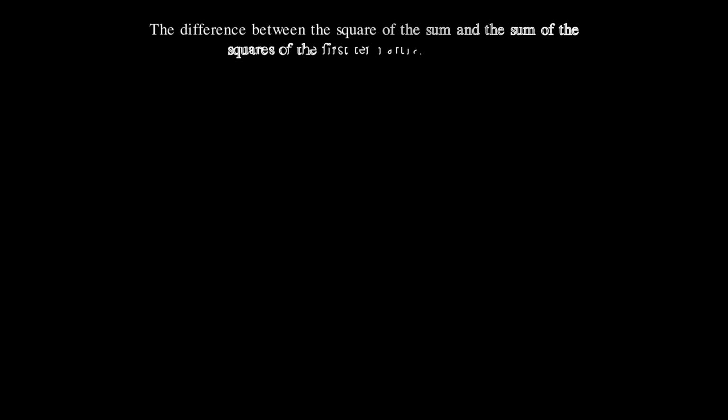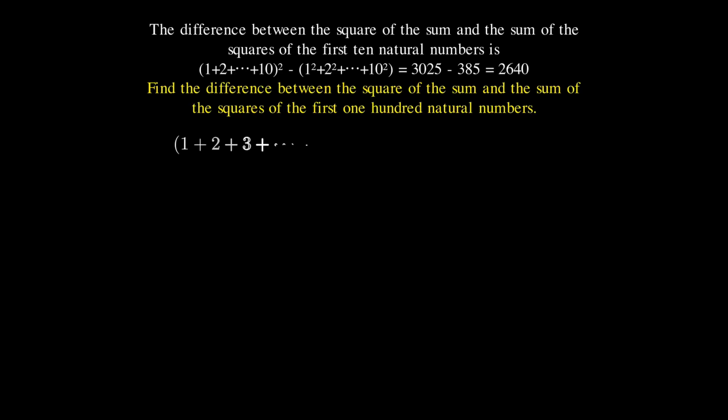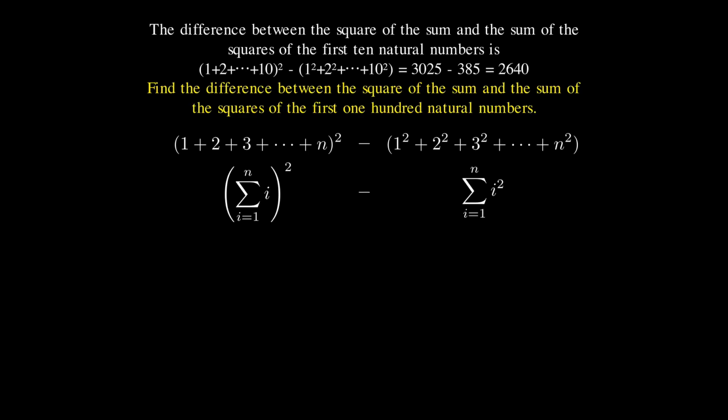Fun problem today, we're going to look at what's the difference between adding everybody up and then squaring, subtracting by squaring everybody and then adding them up. We'll do this for n. Here we're interested in n equals 100, but we'll start with n.